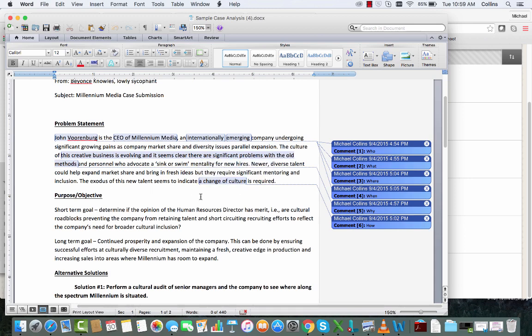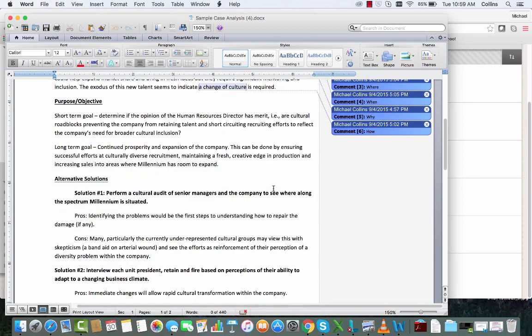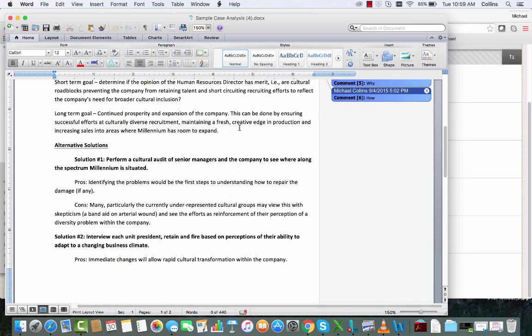Seems to indicate. Now keep in mind that there's the how portion of it. That it seems doesn't mean that's the case. So the short-term goal, short sentence, determinant opinion, the human resources director has merit, blah, blah. Are there cultural roadblocks preventing the company from retaining talent, short-circuiting recruiting efforts, and so forth. Long-term goal, in any business, is continued prosperity and expansion of the company. This is done by ensuring successful efforts at culturally diverse recruitment, maintaining fresh creative edge in production, increasing sales, always.